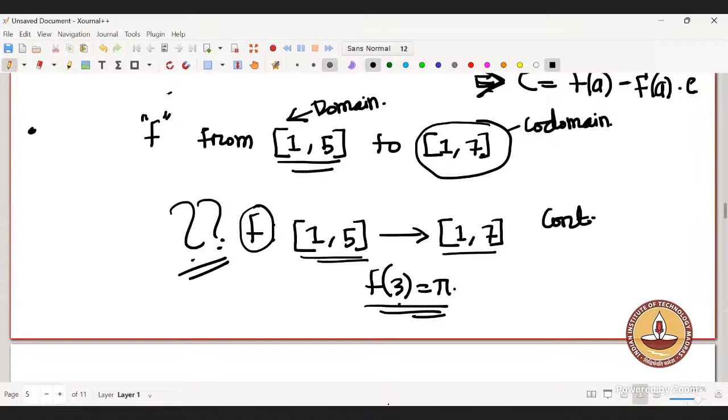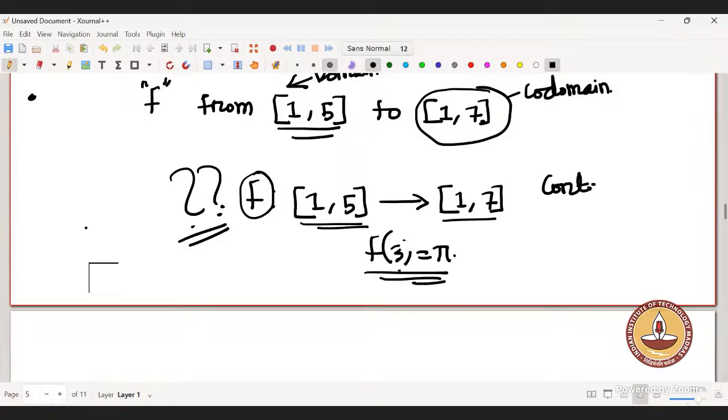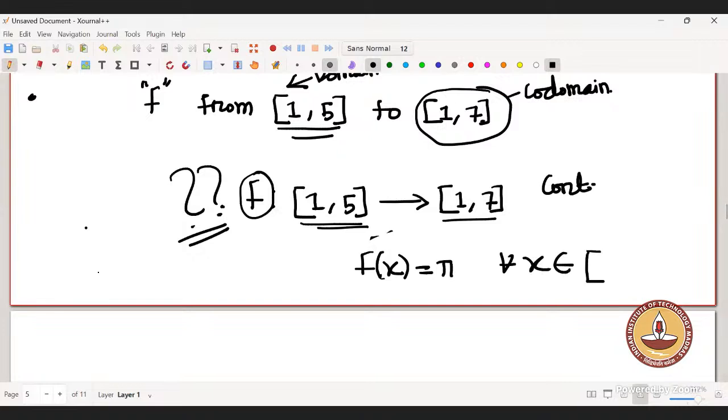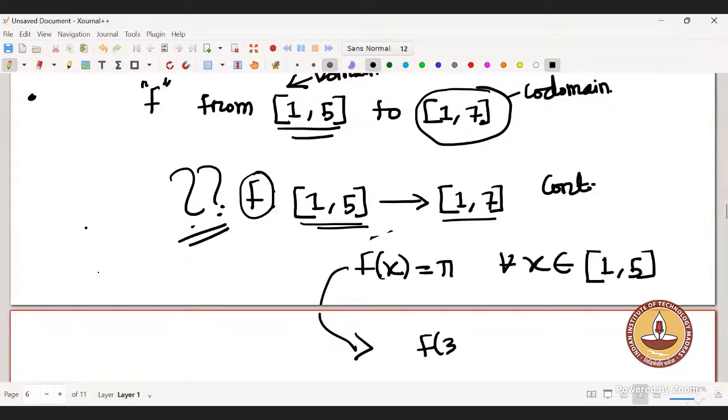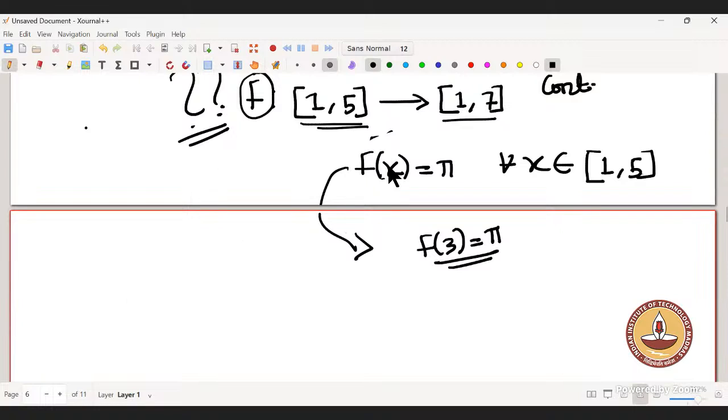What is that function? A constant function, right? Correct. If you consider the constant function f of x equal to pi for all x in your domain, this is a continuous function, correct? Yes, sir. And as well as this takes 3 to pi. Similarly, you can try the other options. This one is slightly easier; the other options are slightly trickier. So for the third and fourth option, can you please explain?